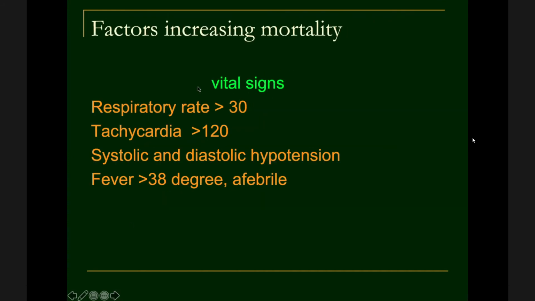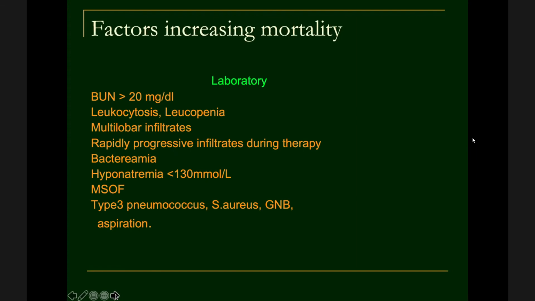And the vital signs: respiratory rate more than 30, tachycardia, and hypotension. If the systolic blood pressure is less than 90 and diastolic less than 60, then you have to be more vigilant. And fever more than 38 degrees, the patient is febrile also. So these are the factors increasing the mortality.